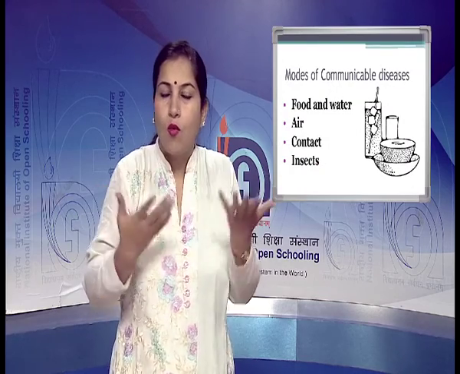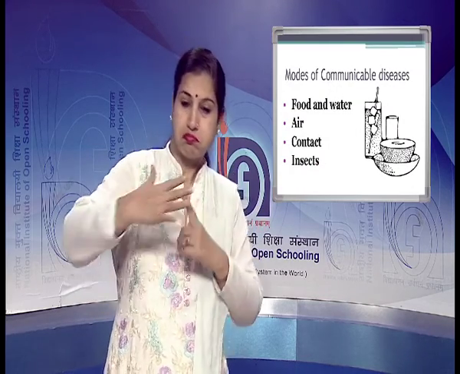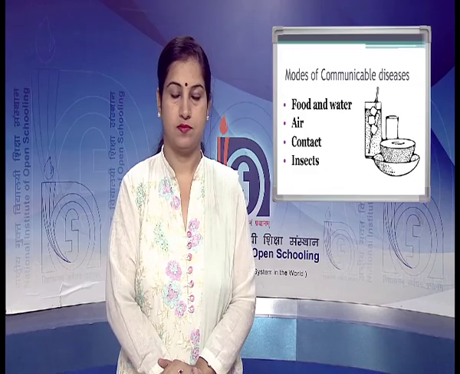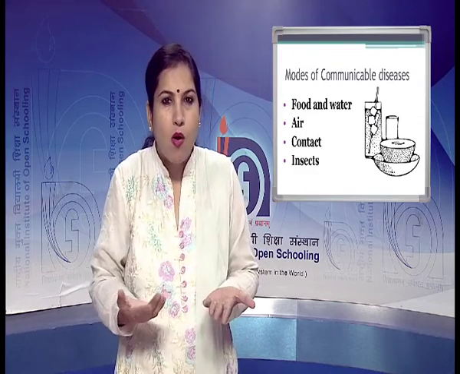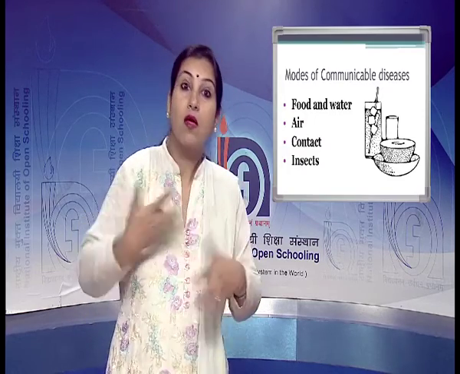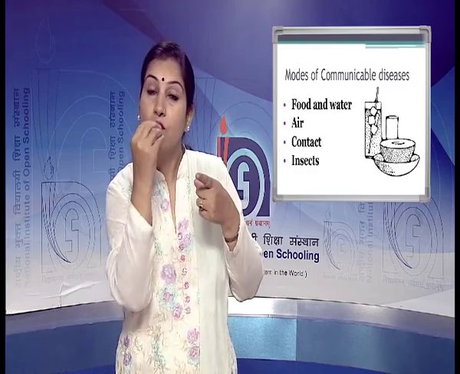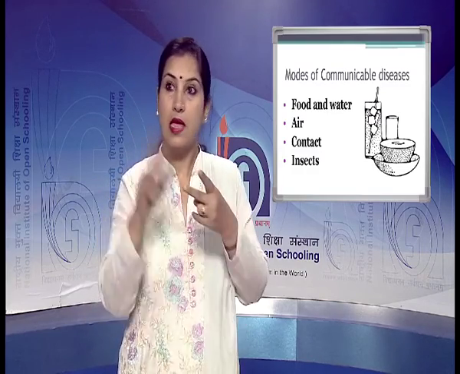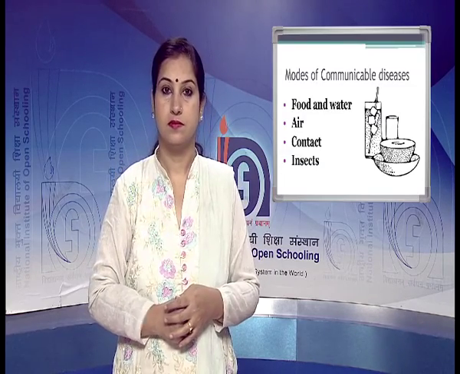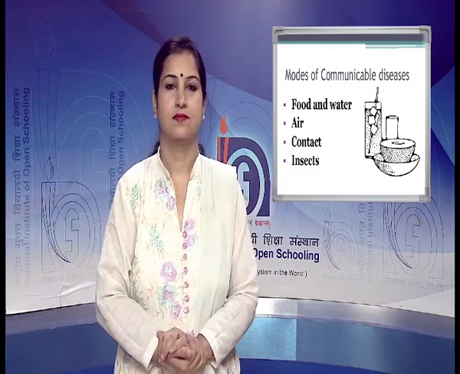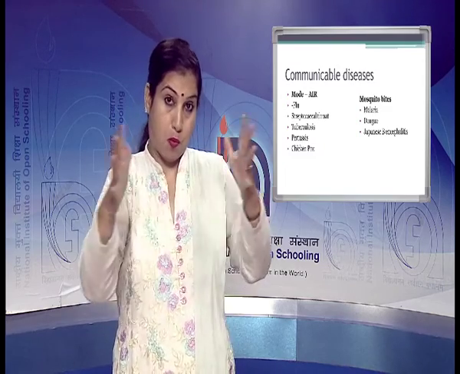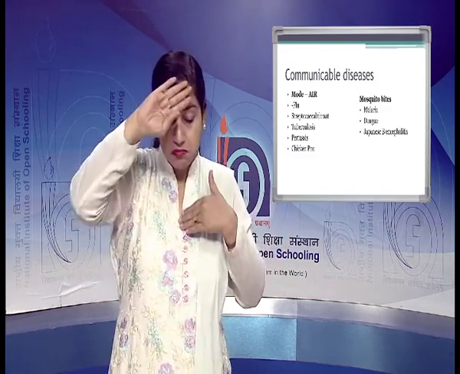Now we will discuss the modes of communicable diseases. How we get disease, the sources. These sources are food and water, air, contact, insects. Mainly, these four are the modes through which we get communicable diseases.